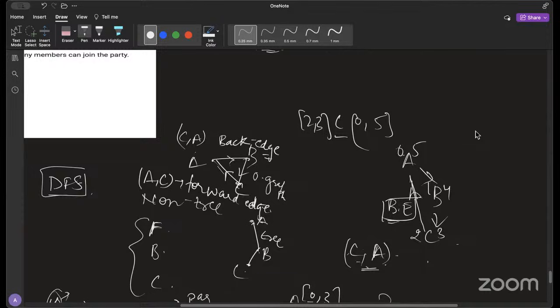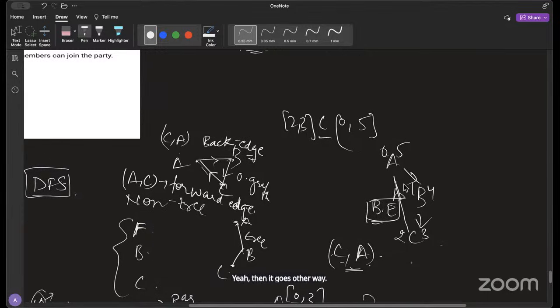Ma'am, suppose it's a forward edge, then what is the structure to write? Then it goes the other way. Yeah, it goes the other way, but that's not true in this case. That's why it's a back edge. Yeah, ma'am. If it were a forward edge, then it would be reversed. Right.